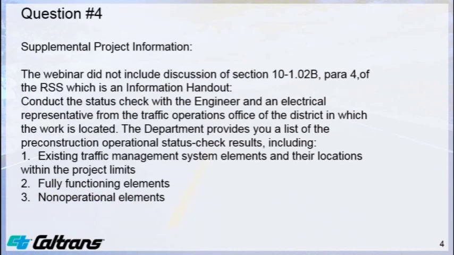The next question, question 4, is also on supplemental project information. The webinar did not include discussion of section 10-1.02b, paragraph 4 of the RSS, which is an informational handout. It says, conduct the status check with the engineer and electrical representative from the traffic operations office of the district in which the work is located. The department provides you a list of pre-construction operational status check results, including 1. Existing traffic management system elements and their locations within the project limits, and 2. Fully functioning elements, and 3. Non-operational elements.